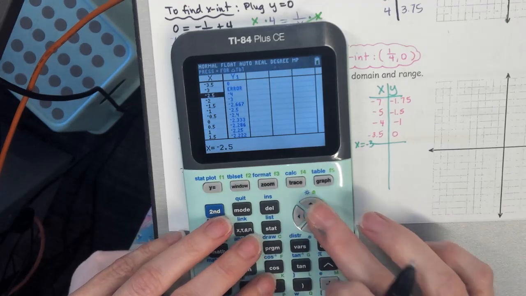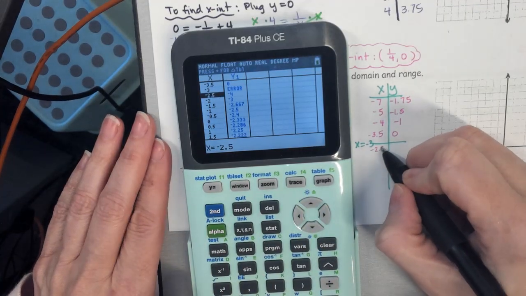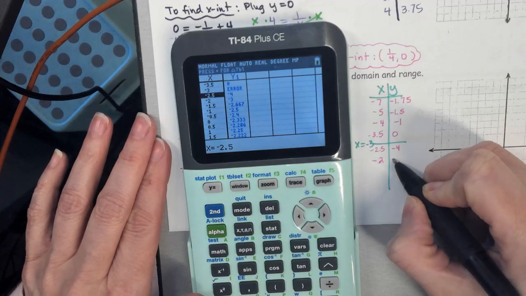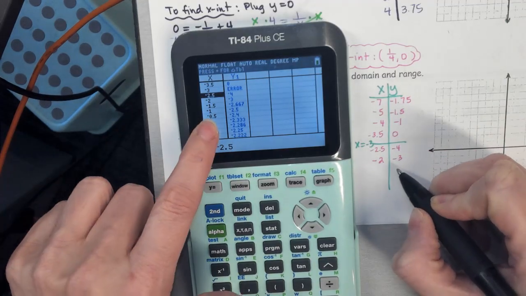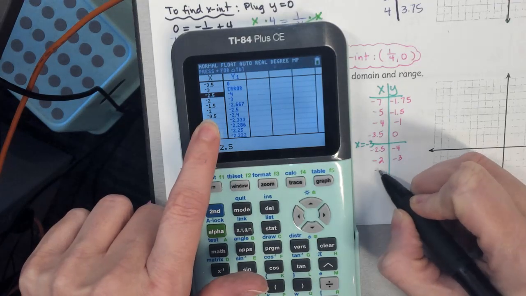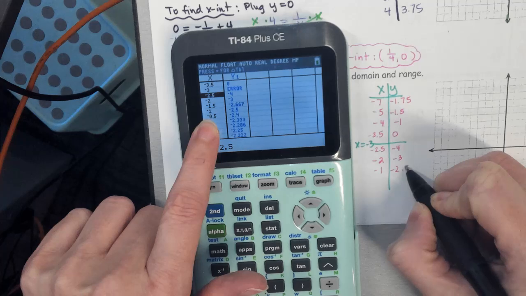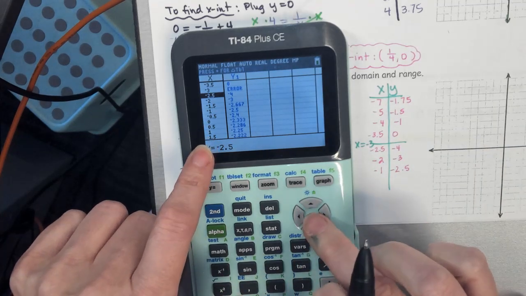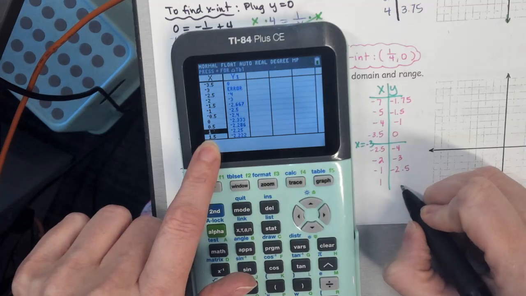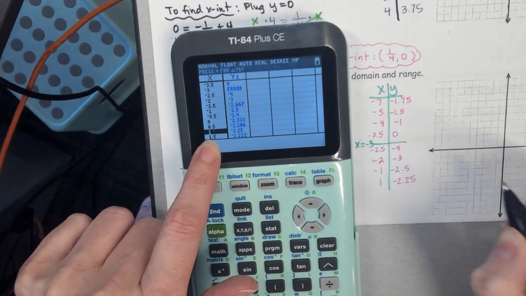Okay, so if I'm looking on this side, -2.5 is -4, and -2 is at -3, -1 is at -2.5, and then I would just scroll down and do 1 at -2.25.